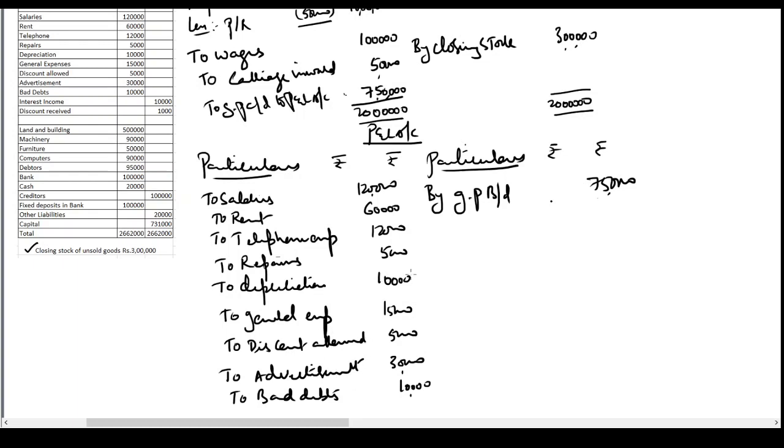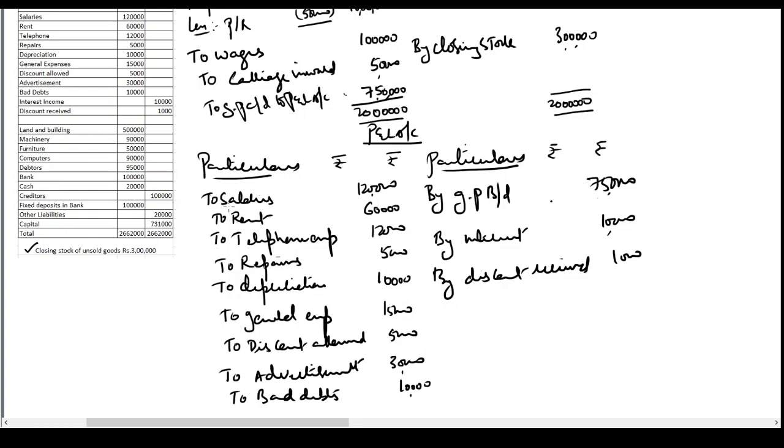These two accounts are showing a credit balance, so they are debited and transferred to the P&L account, and the P&L account is credited. We pass the entry interest income account debit to P&L account, discount received account debit to P&L account, so that the balances will get closed and transferred to the P&L account. By interest 10,000, by discount received 1,000. Then we have land, building, machinery, furniture, computers, debtors, bank, cash, creditors, fixed deposits, other liabilities, capital.